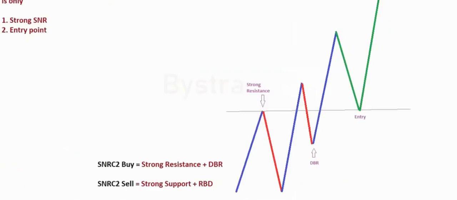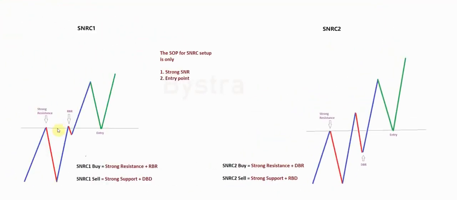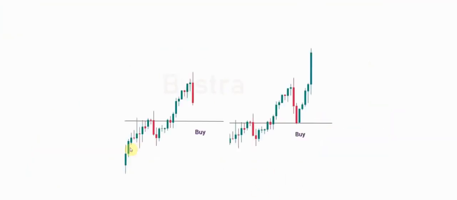SNRC2 is slightly the same as SNRC1, but the entry point is different. Just now we had the entry point of rally-base-rally for SNRC1, but for SNRC2 buy, we change to drop-base-rally and enter at the same location where the strong resistance is located. Alright, so here's the example.